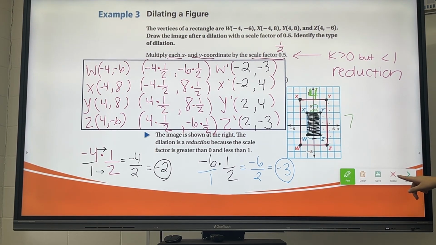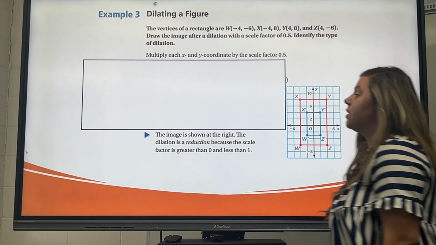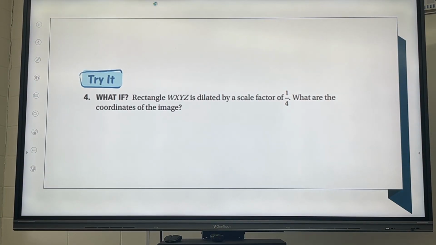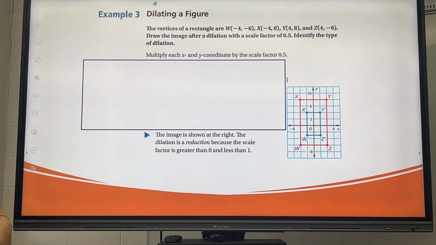Sorry. All right, let's look at the next one, which I think is another try it, okay? So taking those same points and scaling them by 1/4, okay? So this is making it 1/4 of the size that it was before. So we need those original points. Give me a second to write those down so that I can transfer them over to the next slide. Okay.